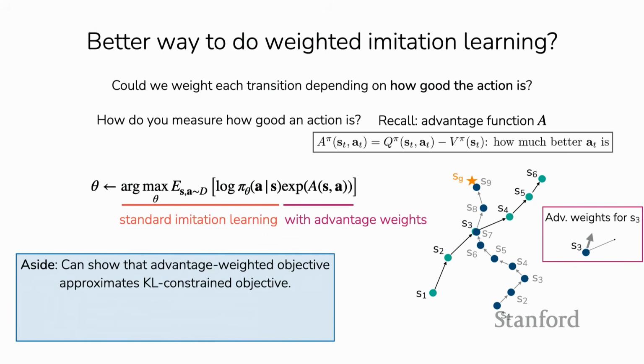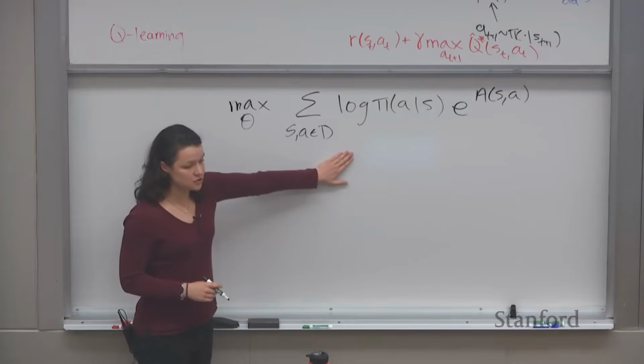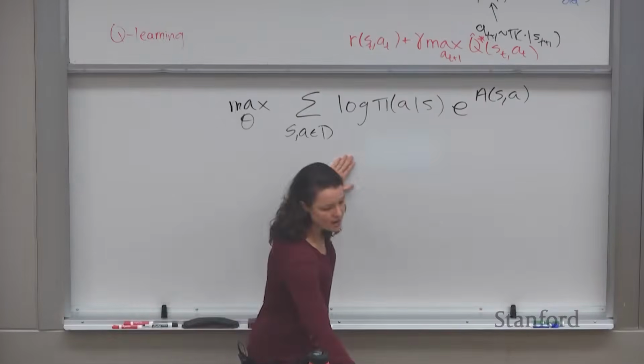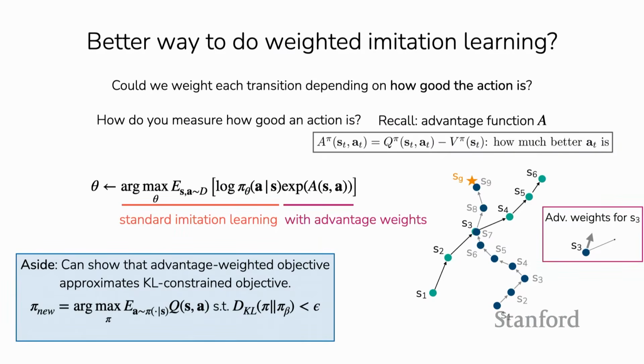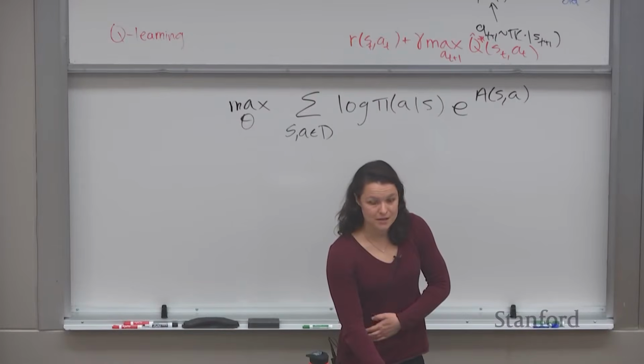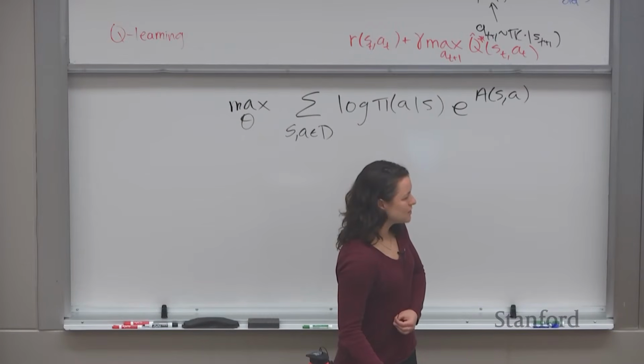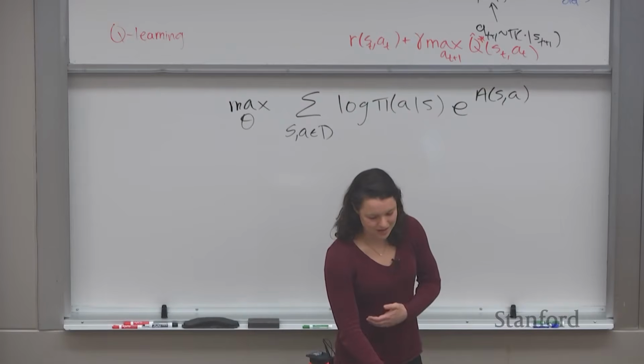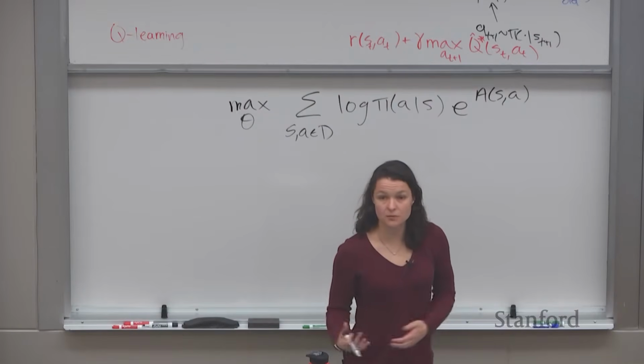So in terms of the derivation, you can show that this advantage-weighted imitation learning objective is approximating a KL constraint objective, where you can show that it's maximizing the future rewards as measured by your Q value, subject to the constraint that you're staying close to your behavior policy. And this is a pretty reasonable objective for offline RL, because if you're too far from your behavior policy, then you won't be able to actually get good information about how to improve your policy.